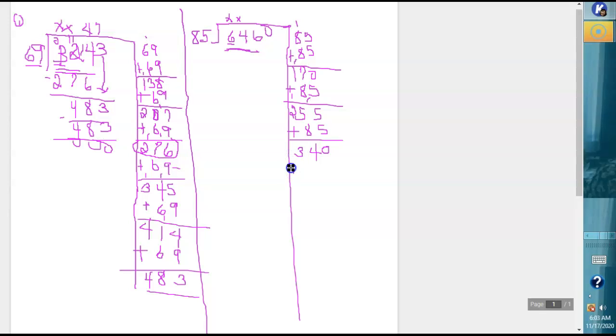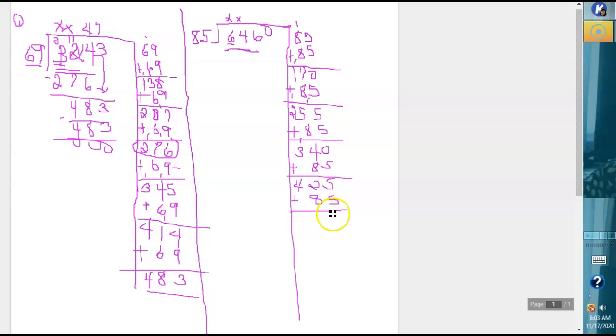Plus 85 again. So 0 plus 5 is 5. 4 plus 8 is 12. So 2 carry 1. 1 plus 3 is 4. Plus 85 again. You need patience in doing this. But if you know how to estimate, use estimation.